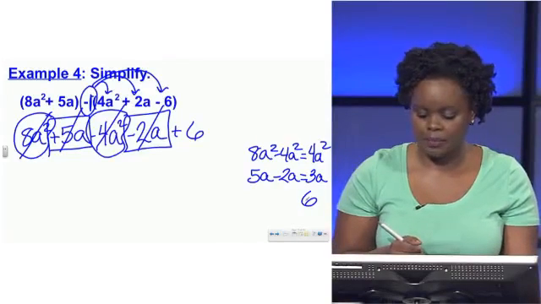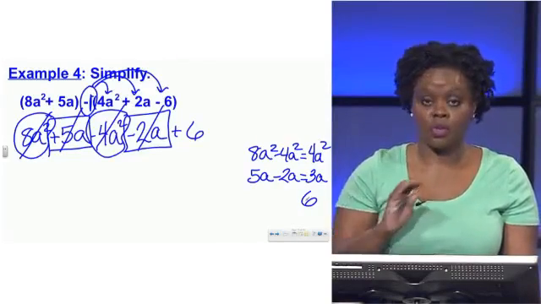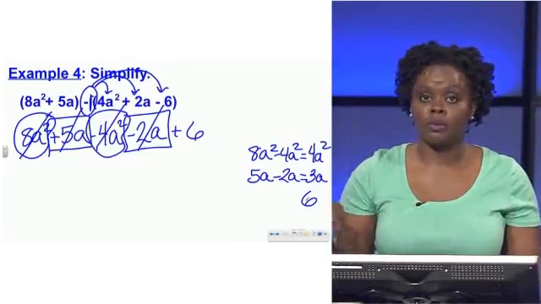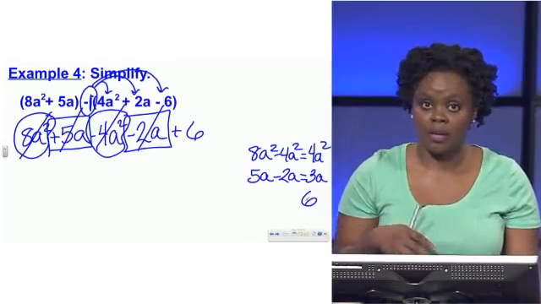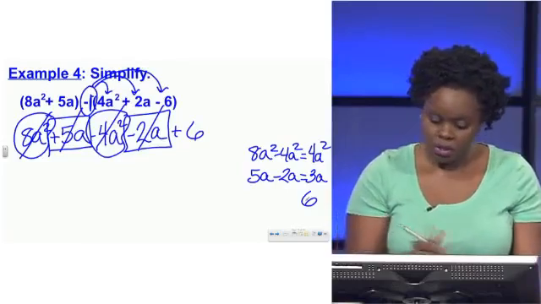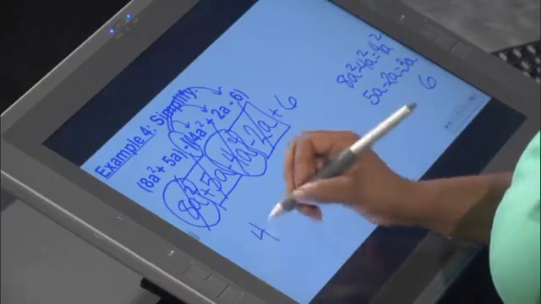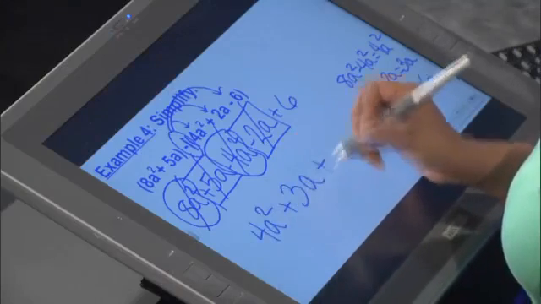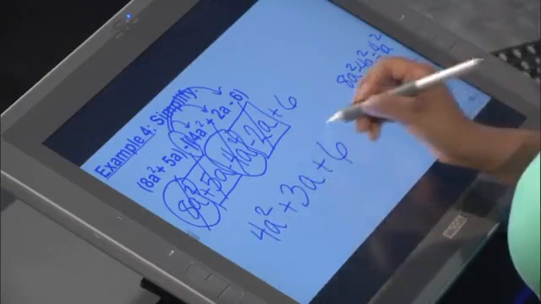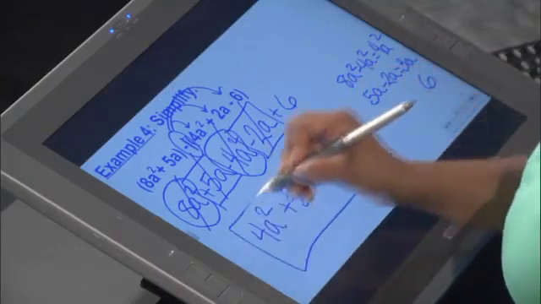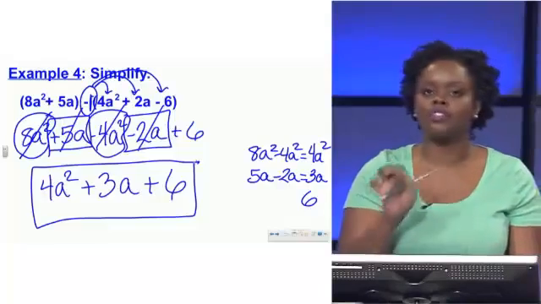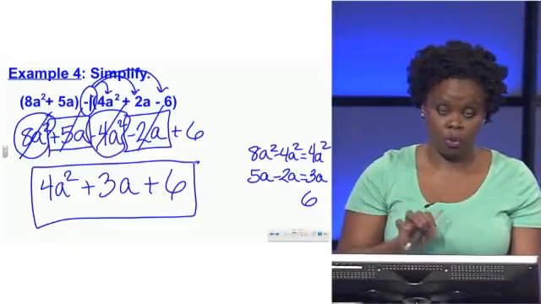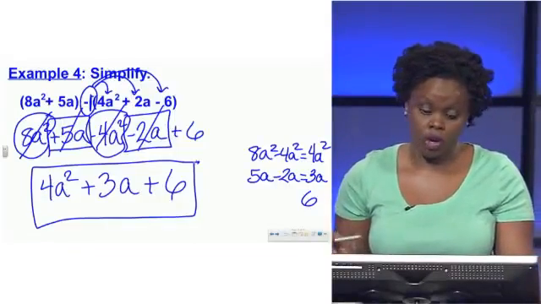You got a 6. So now we're at the point, because we solved our problem in chunks, we just need to bring all our chunks together, and then we'll be at our answer. So I would have 4a squared plus 3a plus 6. And you are all done. So subtraction isn't too much unlike addition. You just have that extra step where you have to distribute that -1 throughout that second set of terms.